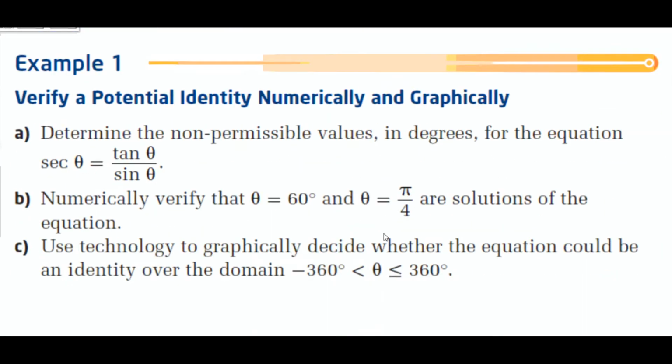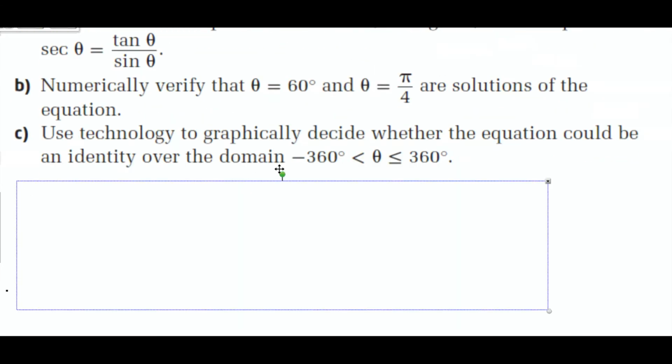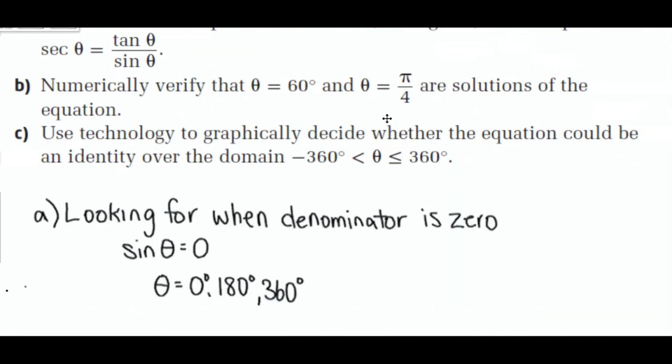Example 1 asks us to verify a potential identity numerically and graphically. We're going to determine the non-permissible values in degrees for the equation secant theta equals tan theta over sine theta. This is not necessarily an identity yet. We are checking to see, does this work at specific points? If it does, then we might be able to say, yes, 100% that is an identity.